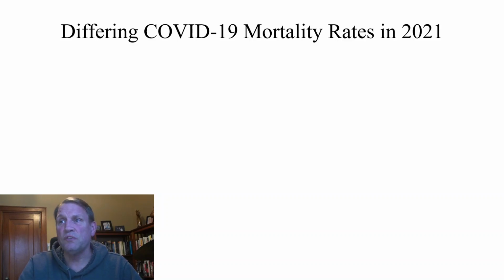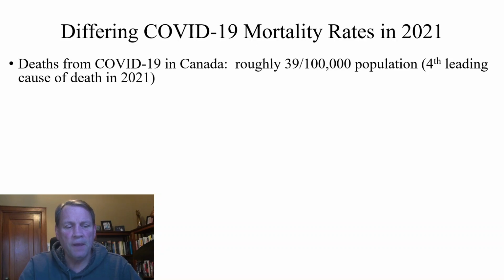So here's the issue that's really perplexed me. For the calendar year 2021, and again, I'm just looking at 2021 specifically, the population-based mortality rate for COVID-19 was about 39 deaths per 100,000 Canadians, and roughly 124 deaths per 100,000 population in the United States. The CDC on the low end has estimated that to be perhaps 112 deaths per 100,000.